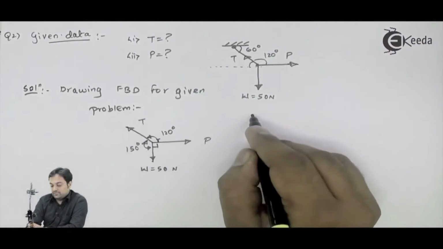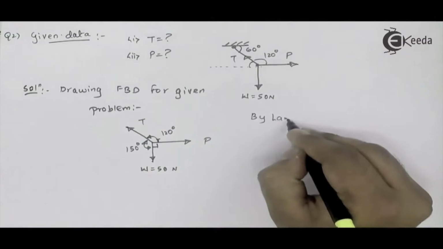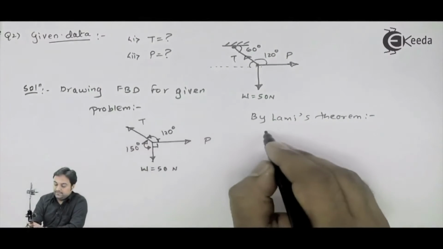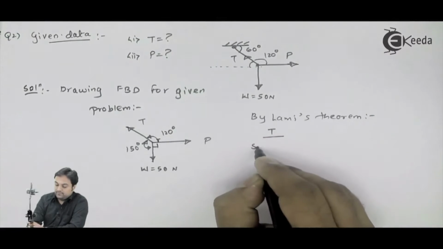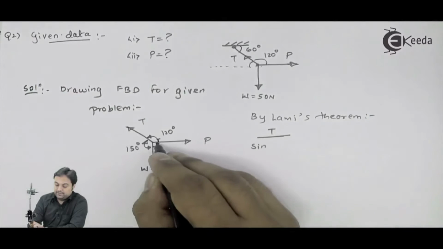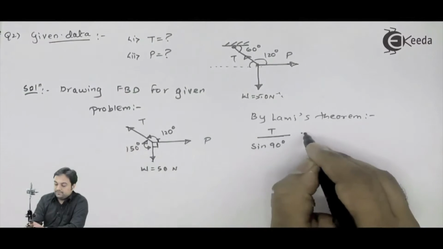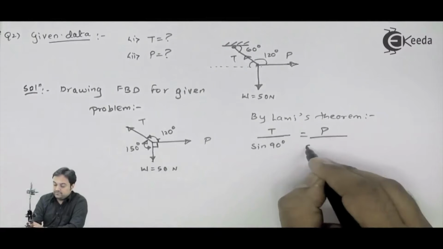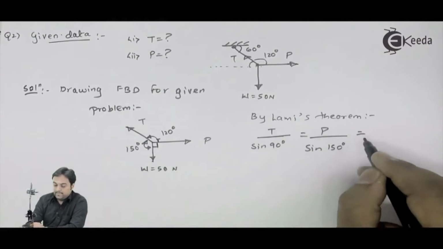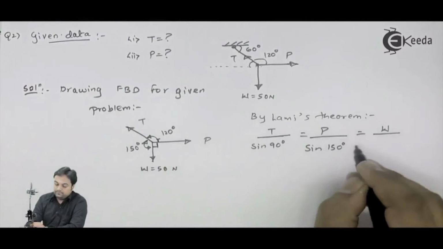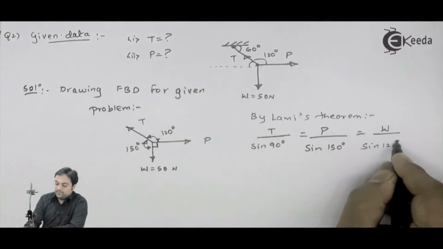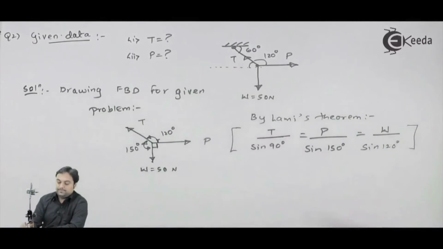Since there are three concurrent forces, I can apply Lami's theorem. I can write down, if I start with T upon sine of the angle between W and P, that is 90, sine 90. If I take P, I have to write sine of the angle between T and W, which is 150 degree. If I take W, I have to write the angle between T and P, which is sine 120 degree. So here I have written Lami's theorem.